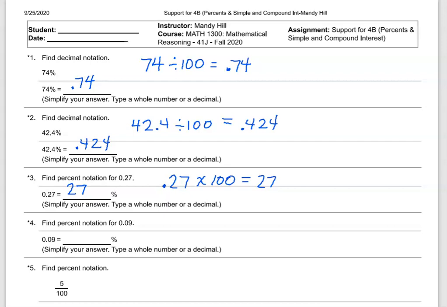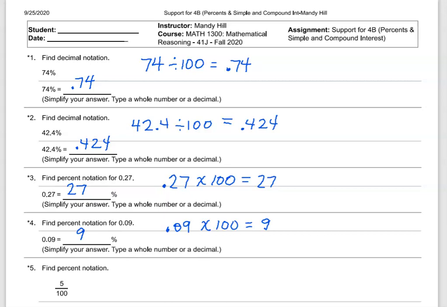So number 4 says find percent notation for 0.09. So this time same thing, we've got a decimal and we want to go to percent. So when we're doing that, we're multiplying by 100, which is going to give me 9%. We're good?